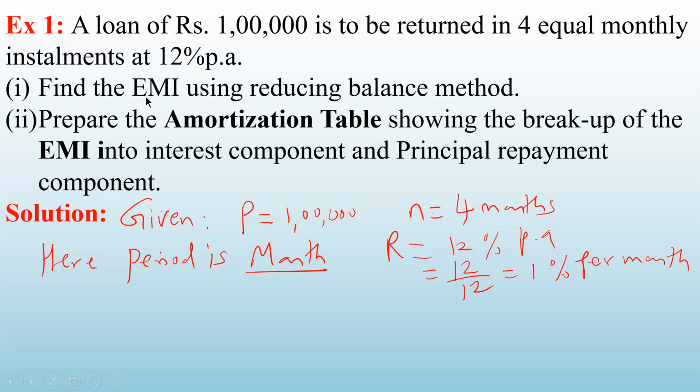Now what you have to find out? The EMI. So you have to find out the value of C. Look at here. The diagram is like this.